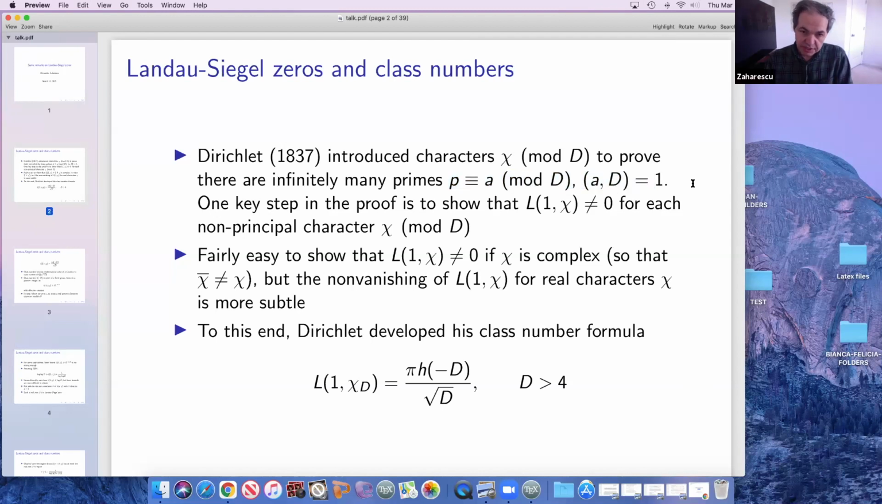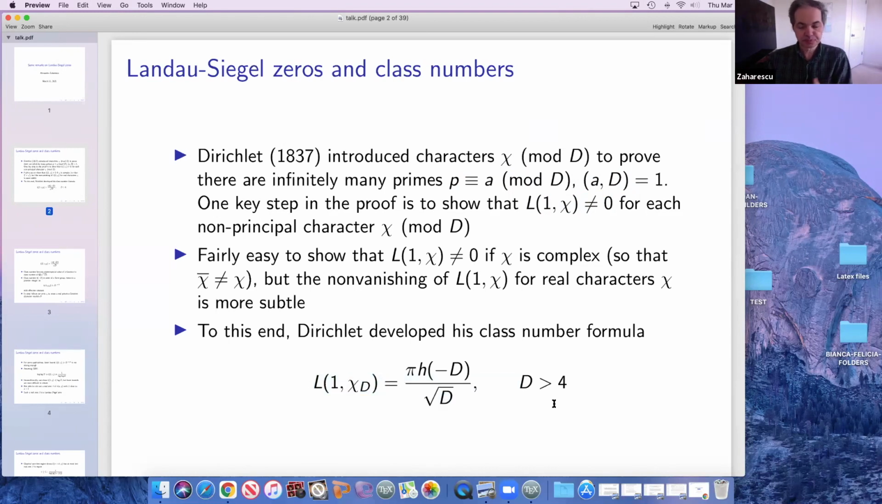And one of the key steps in the proof was to show that L(1, χ) is not zero for any non-principal character. He needed this. So he was able then to take a linear combination of these functions, or the logs, for instance, and he doesn't want the log to be infinite. And he developed his class number formula, for instance, this that we see.